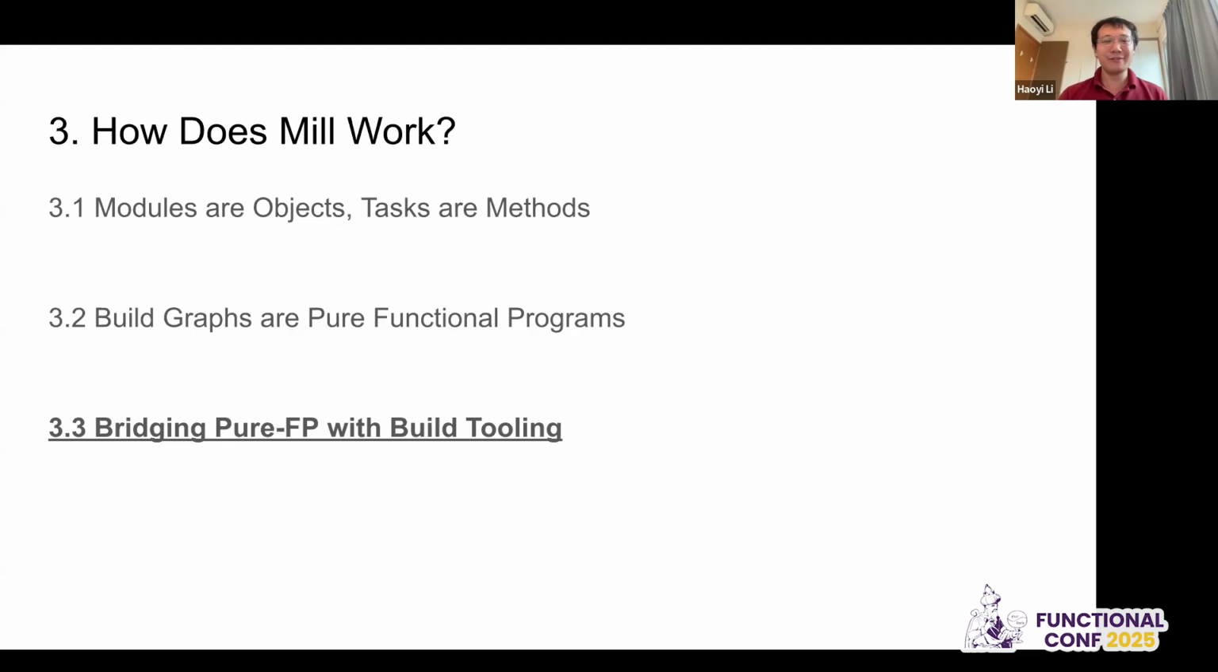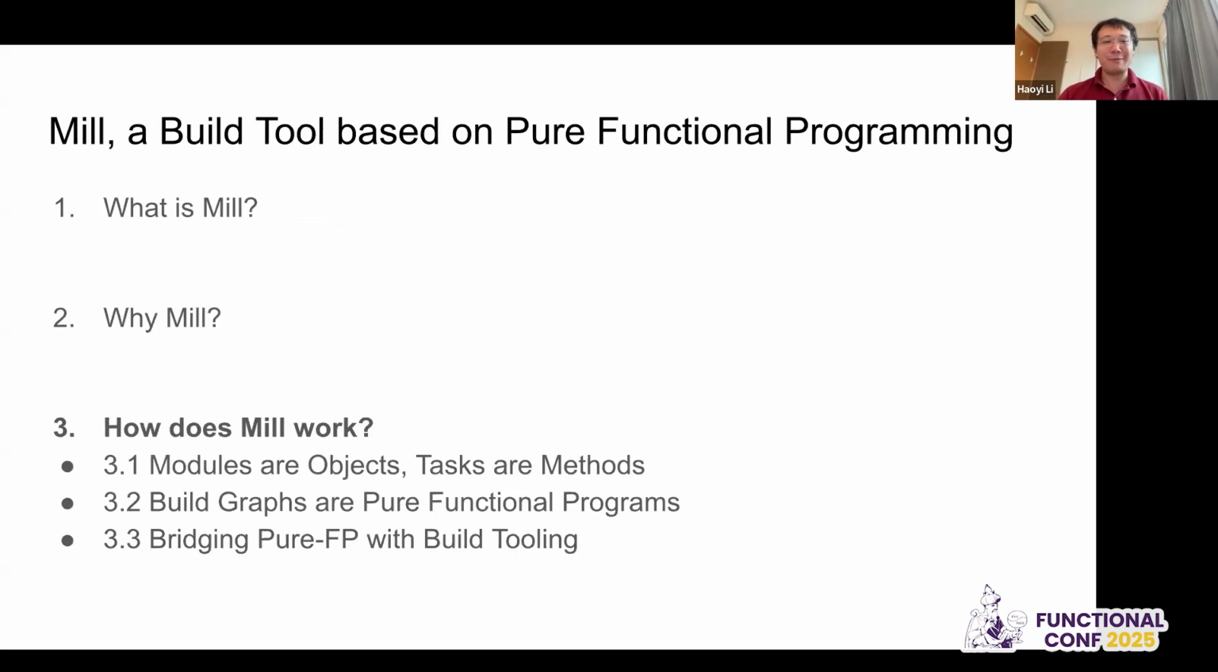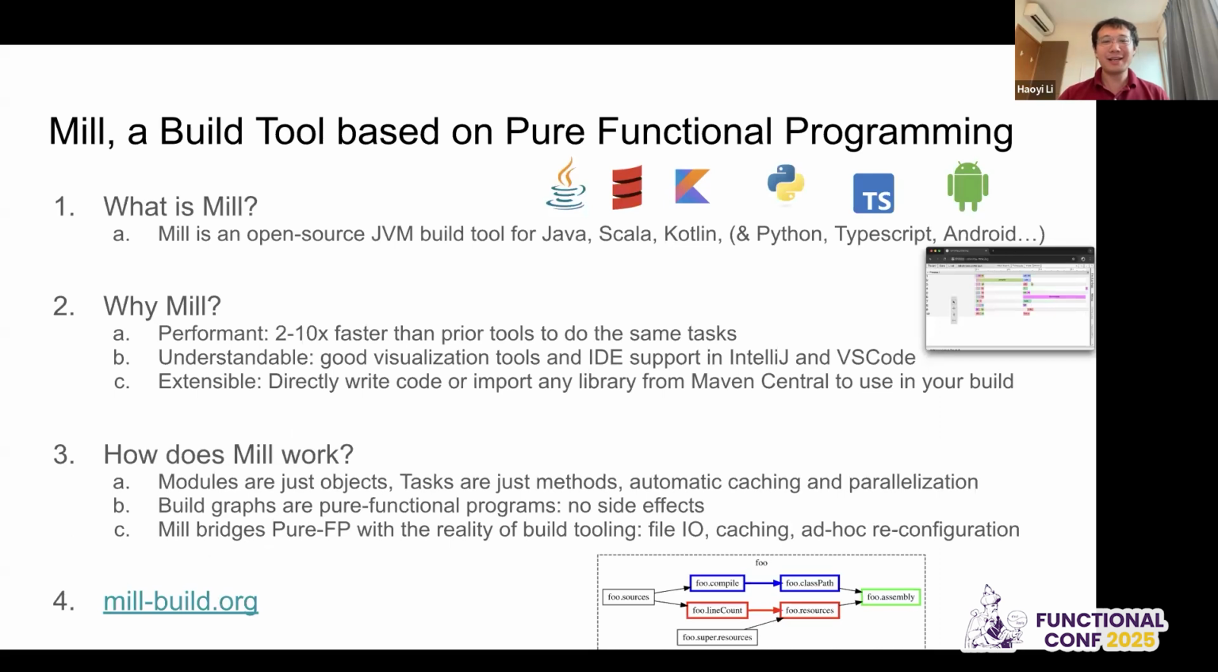So that's how Mill bridges pure FP with build tooling. To wrap up, the core ideas behind Mill are that modules are objects, tasks are methods, and a build graph is a pure functional program. And despite being pure functional, we need to bridge this pure FP with the messy realities of build tooling around files, around caching, around overrides and reconfiguration. Mill does this, and that's why Mill can be a useful build tool despite leaning heavily on pure functional programming. So I think we're done with the talk.